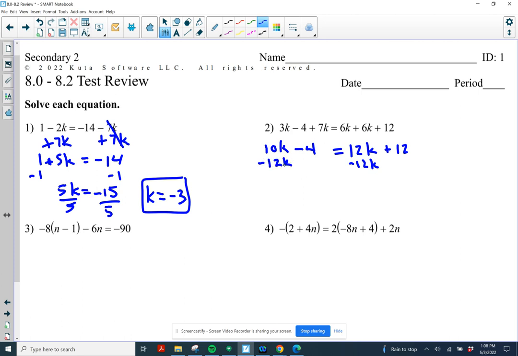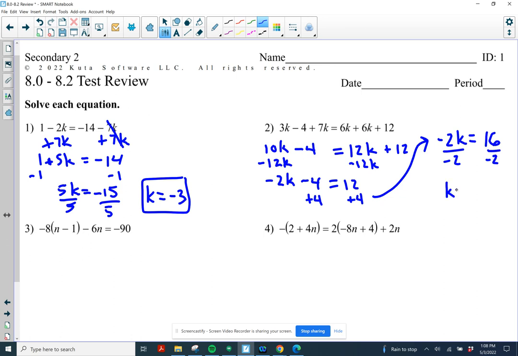I could have moved the variables to the right. I kind of like the left side, so 10 take away 12 is negative 2. I'm going to add 4 to both sides. Now I'm going to have negative 2k equals 16. Divide both sides by negative 2. K equals 8. And we're done.